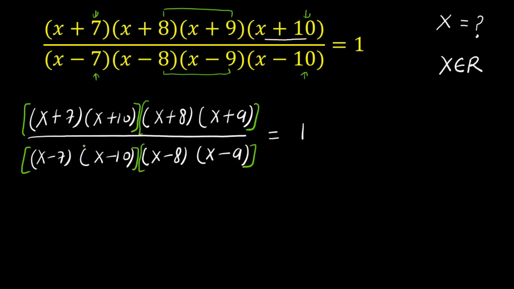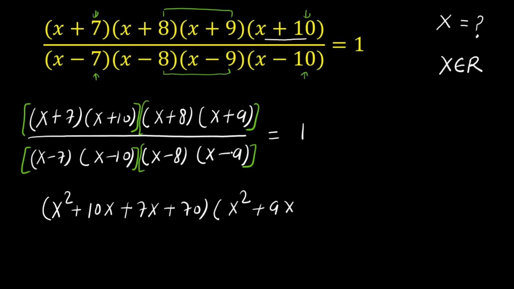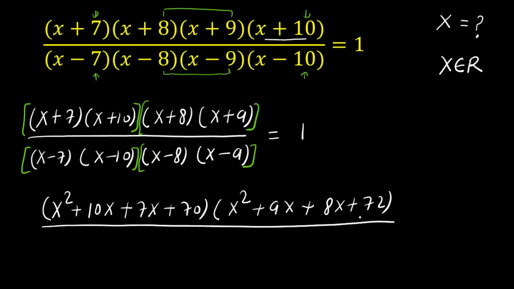x multiplied by x+10 gives x square plus 10x, and 7 multiplied by x gives 7x, 7 multiplied by 10 gives 70. Then x multiplied by x+9 gives x square plus 9x, and 8 multiplied by x+9 gives 8x plus 72. In the denominator, x multiplied by x-10 gives x square minus 10x.